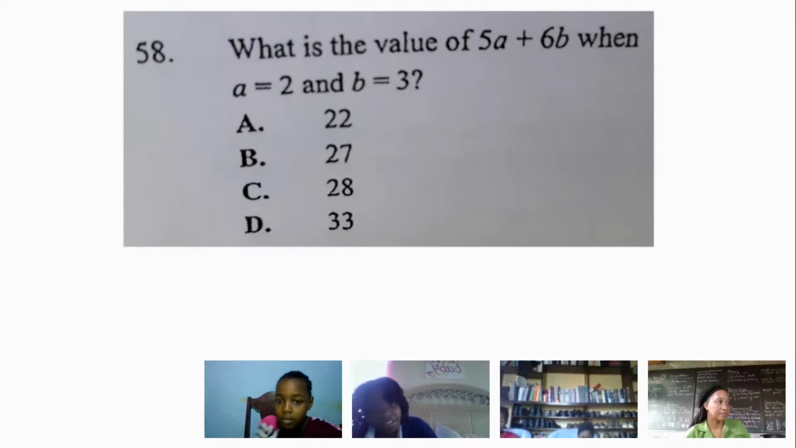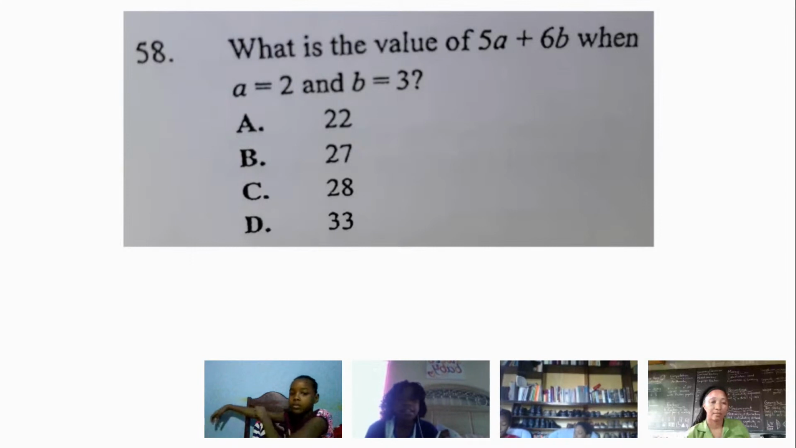Madison, 58. What is the value of 5a plus 6b when a equals 2 and b equals 3? A. 22, B. 27, C. 28, or D. 33.